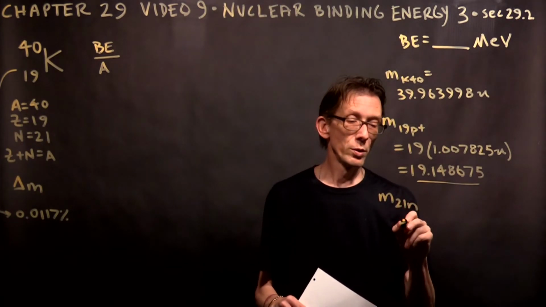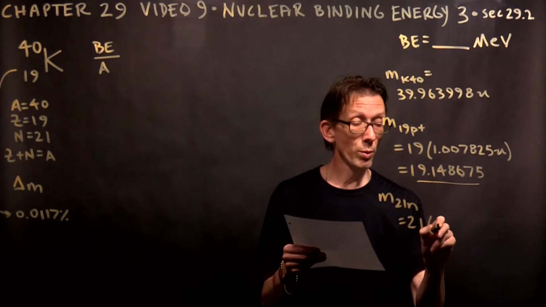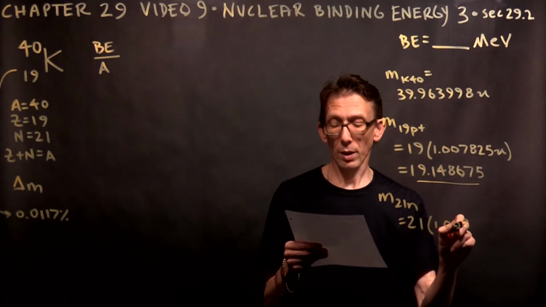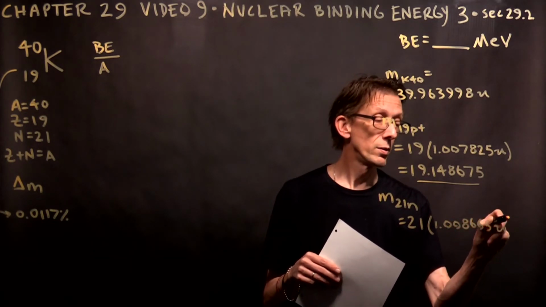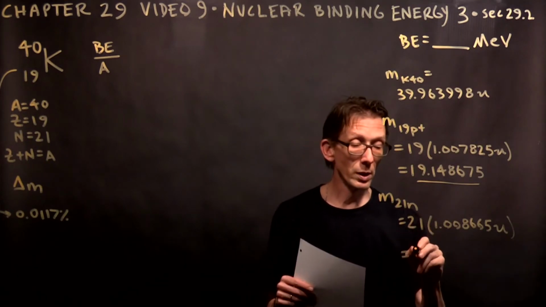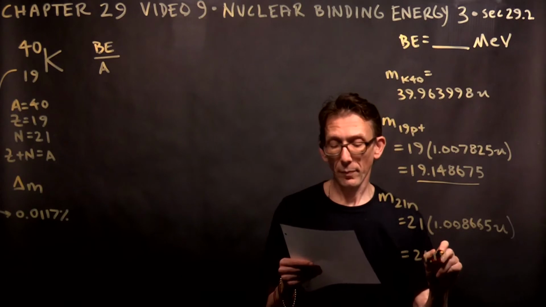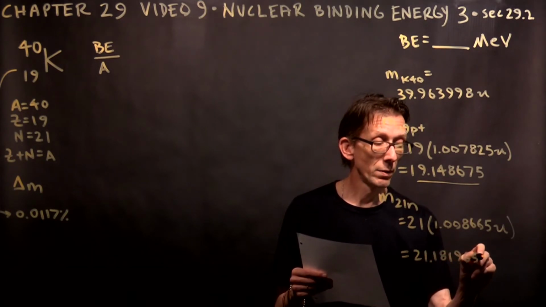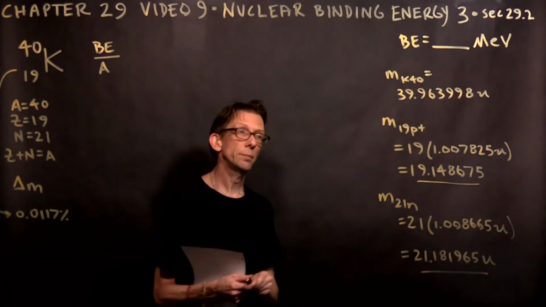That's going to be equal to 21 times the mass of a neutron, which is 1.008665 mass units. And that equals, when you multiply it out, 21.181965 mass units.